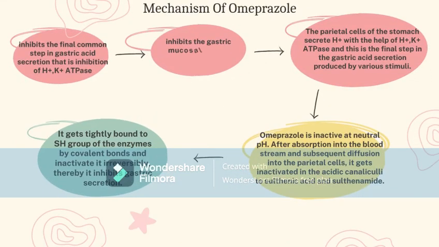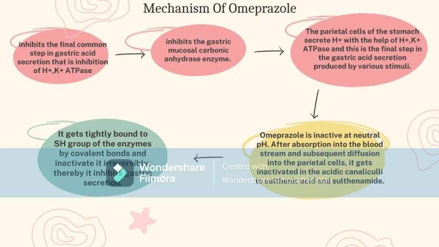Now let's move on to the mechanism of omeprazole. It inhibits the final common step in gastric acid secretion, that is inhibition of H+, K+ ATPase. They also inhibit the gastric mucosal carbonic anhydrase enzyme. The parietal cells of the stomach secrete H+ with the help of H+, K+ ATPase, and this is the final step in gastric acid secretion produced by various stimuli.